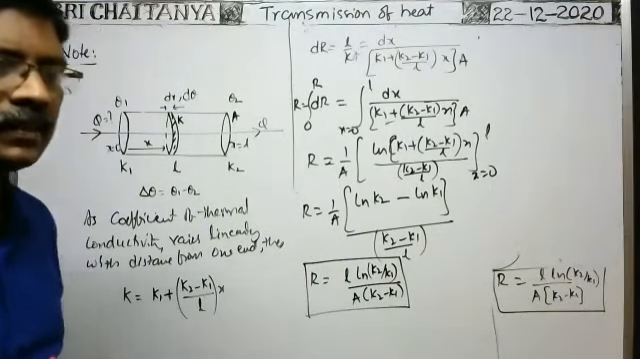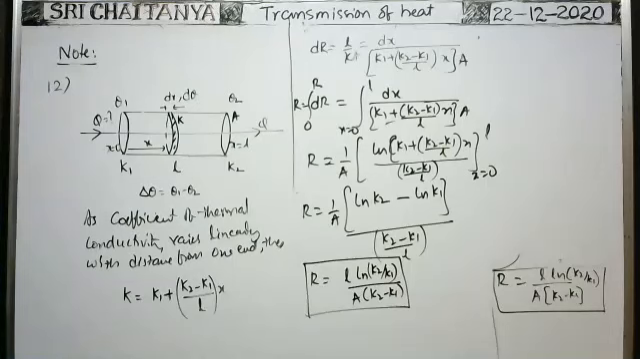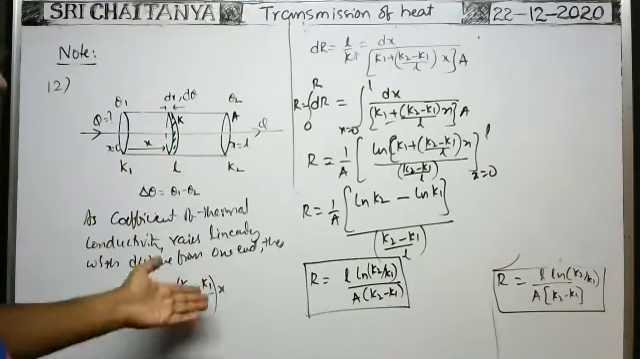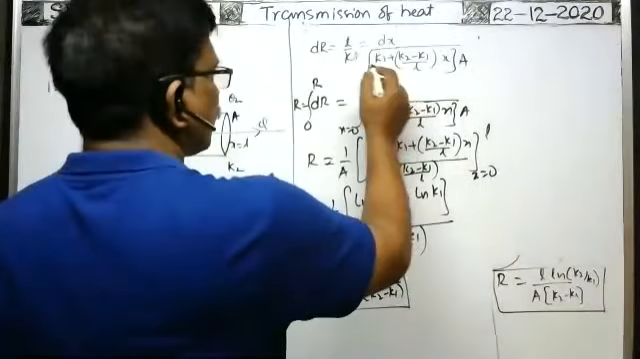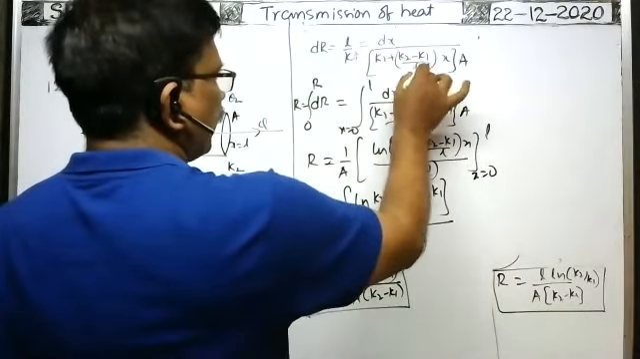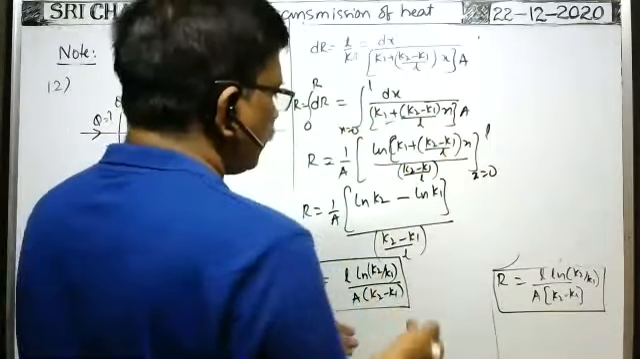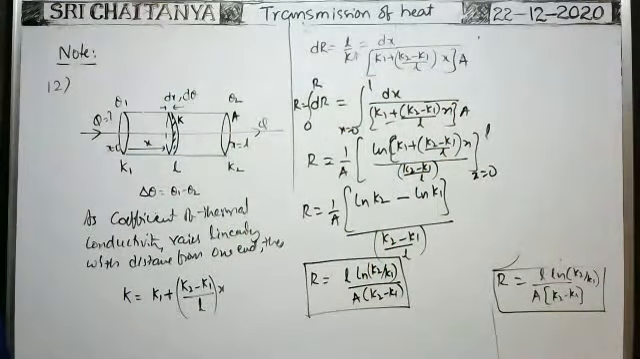So for thermal resistance, whenever the thermal conductivity varies with the distance, then we have to do like this. Sometimes k is equal to a plus bx. You write, instead of k, k equal to a plus bx. Then you do integration and substitute the limits, you will get the answer. Okay. Note it up.